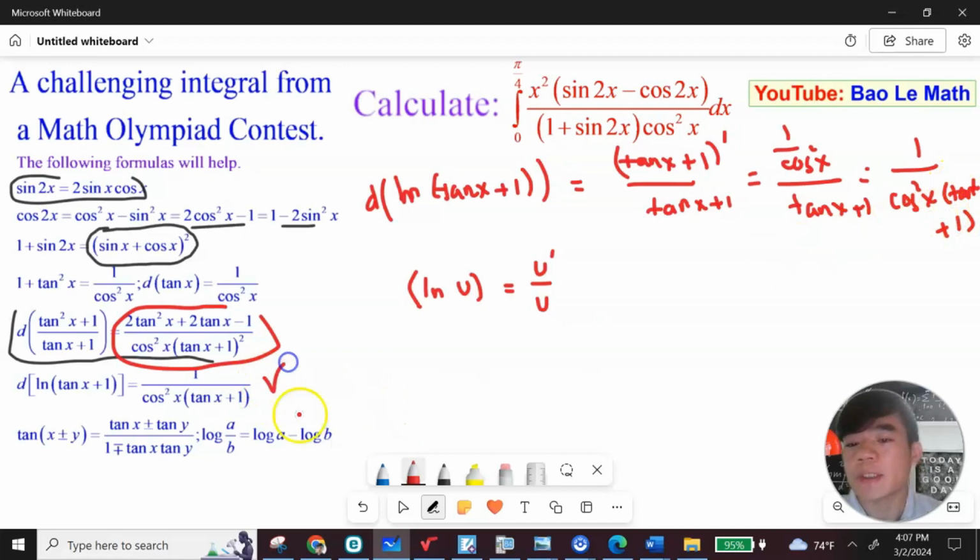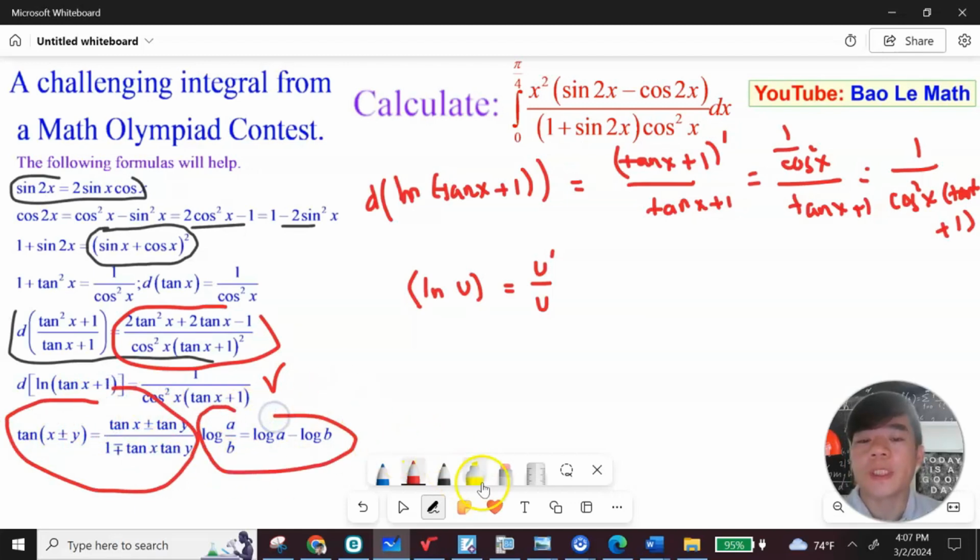So it's going to be right here. Now the last one, this is the formula. This is obvious, and this is obvious too. All right, I start solving the problem right now.